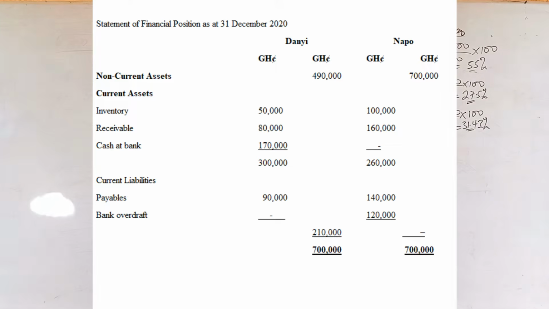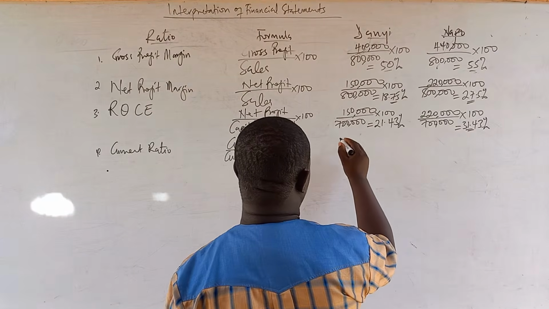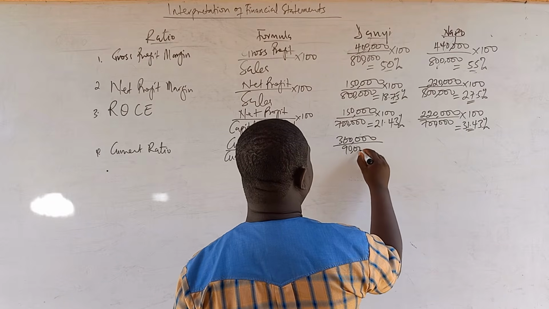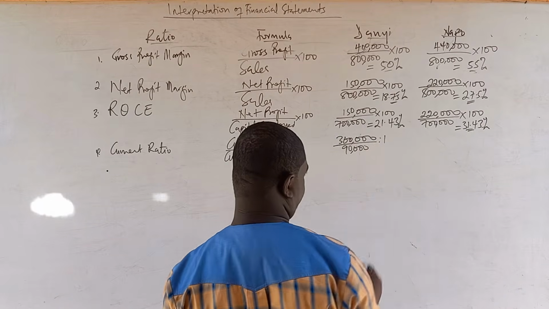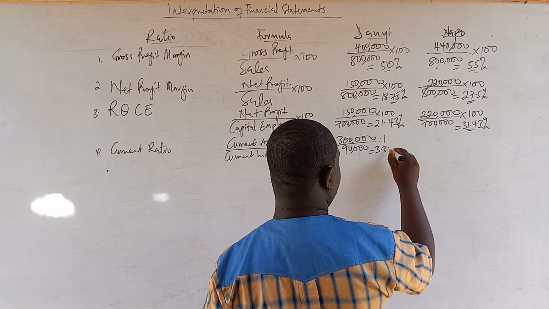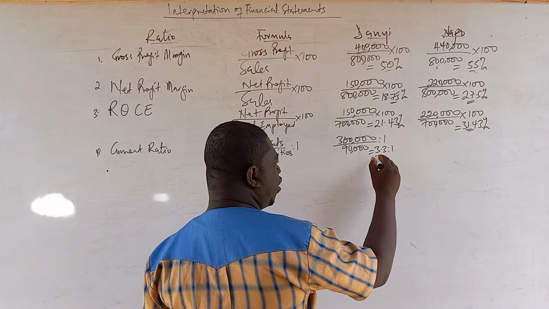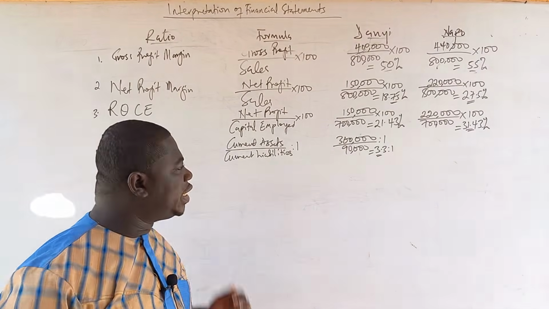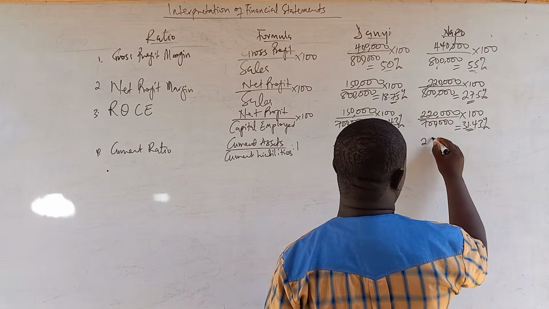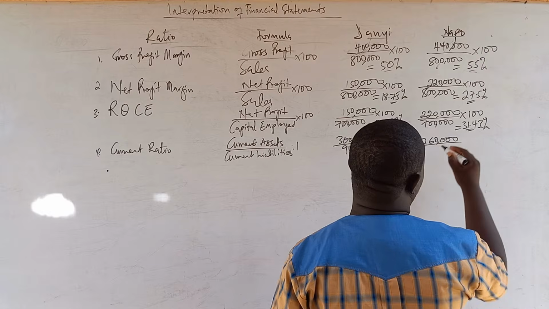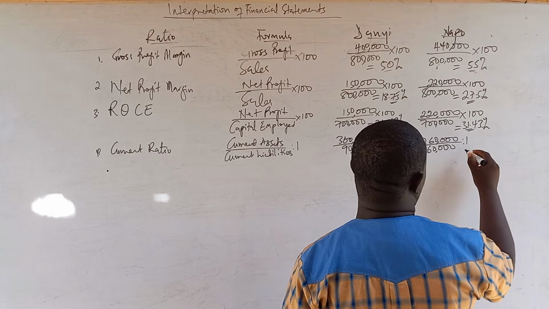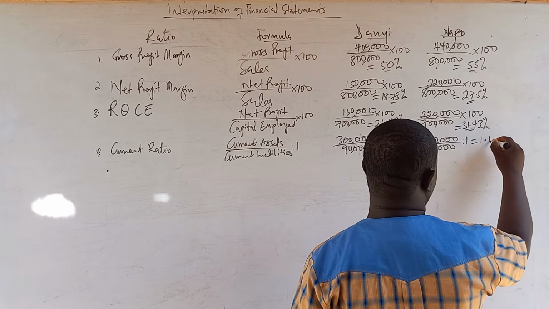And so calculating the current ratio for Danny is going to be 300,000 over 90,000 is to 1. Okay, and that is going to give us 3.3 is to 1. A very high liquidity level. And then let's look at that of Napo. Napo's current asset total is 260,000. Their current liability total is still 260,000 is to 1. So that is going to give us a ratio of 1 is to 1.